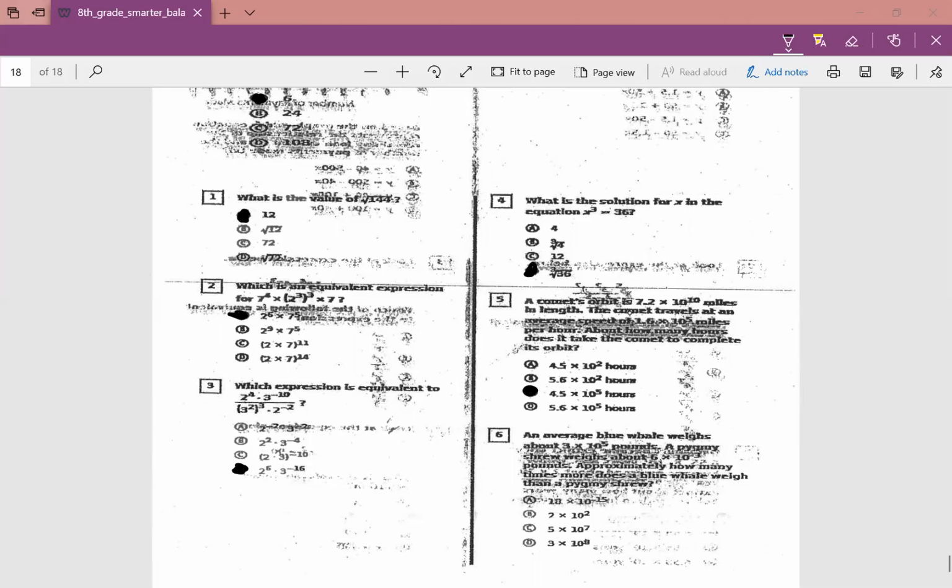And very last problem. An average blue whale weighs about 3 times 10 to the 5th pounds. A pygmy shrew weighs about 6 times 10 to the negative 3rd pounds. Approximately how many times more does a blue whale weigh than a pygmy shrew? Correct answer here is C. And you want to divide the weights of the two animals by dividing 3 by 6, and you're going to subtract the exponents because you're dividing. 5 minus negative 3 is 0.5 times 10 to the 8th, but you need to get it in the correct form of scientific notation, so you move the decimal and get 5 times 10 to the 7th.